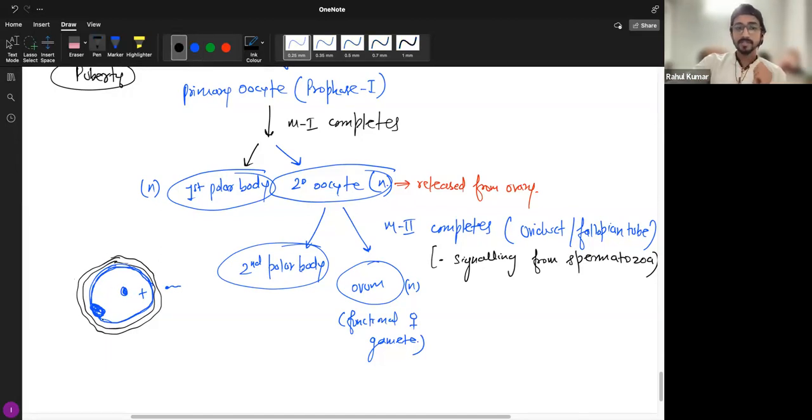Now the question associated with this, which has been asked in entrance exams, is this: where is the secondary polar body formed in a human female reproductive system? Write down this question. Options will be ovary, oviduct, uterus, or let's say cervix. What will you select?